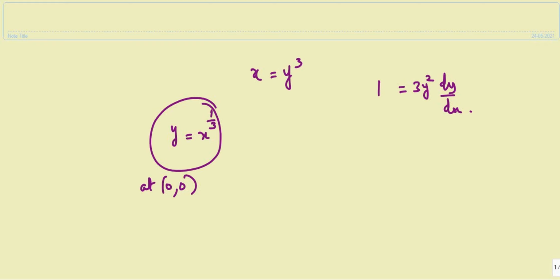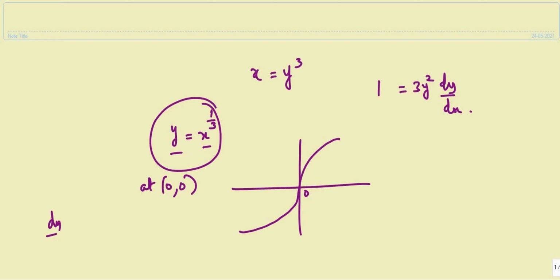To be frank, if I draw the graph of this function, cube root of x, because y is equal to x power 1 by 3 is a cube root of x, the graph looks like this. So if you can see at origin, this is a vertical tangent, because what is the derivative of x power 1 by 3? So dy by dx is equal to 1 by 3 x power 1 by 3 minus 1, that is negative 2 by 3, that is 1 by 3.